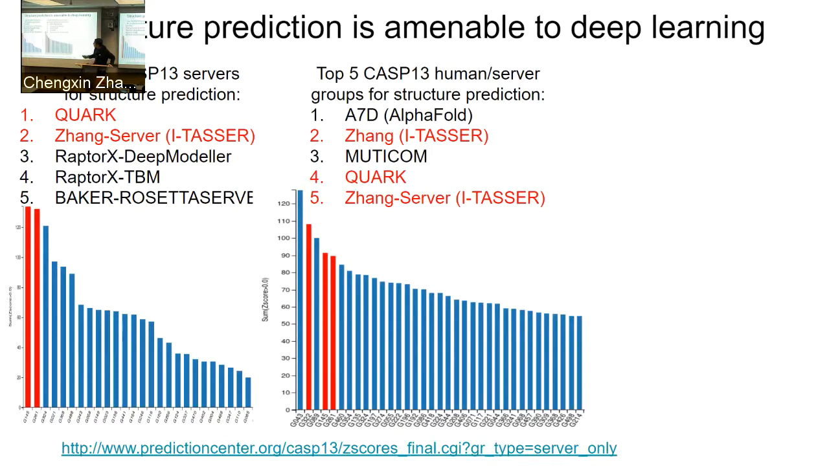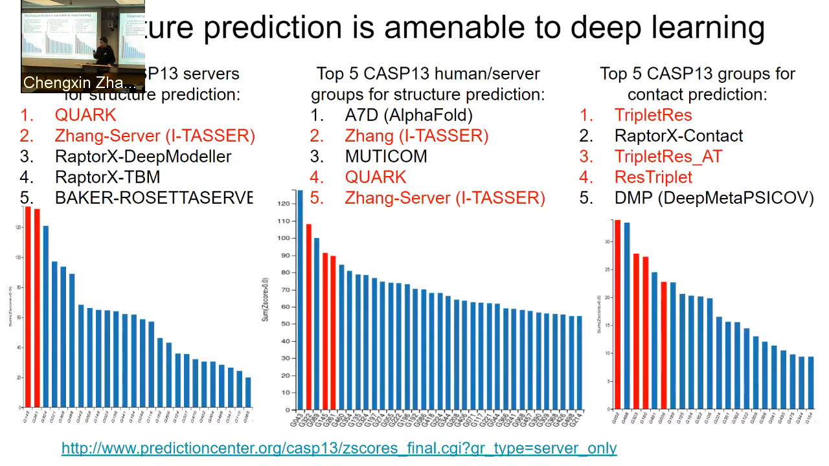And for human groups, AlphaFold was the top, but DeepMind has made some misleading announcement that they won everyone in CASP. Actually, they just won in one category. But anyway, we should give them credit as they are really doing a good job.